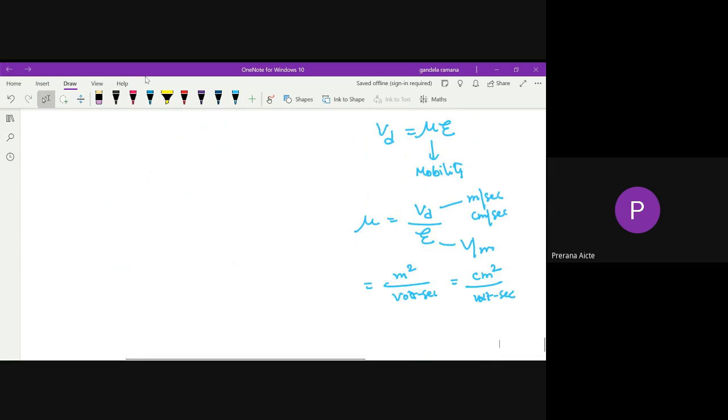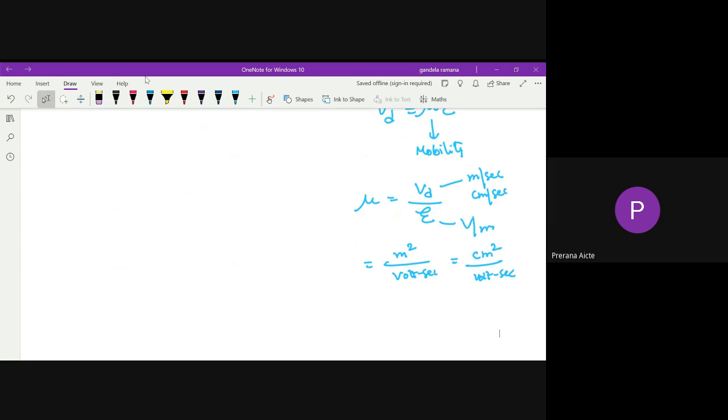Mobility depends on the type of semiconductor or the nature of the material. Mobility also depends on temperature, and mobility depends on electrical intensity. So this is the diffusion current and drift current.